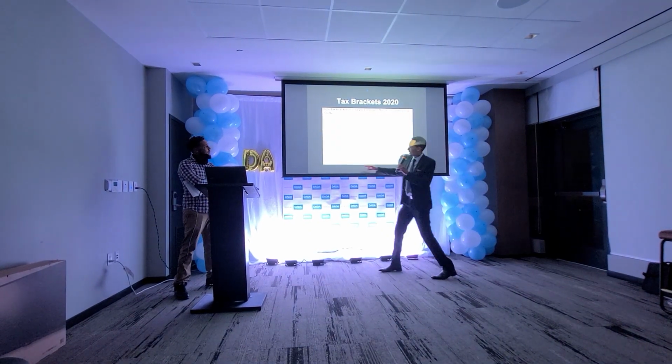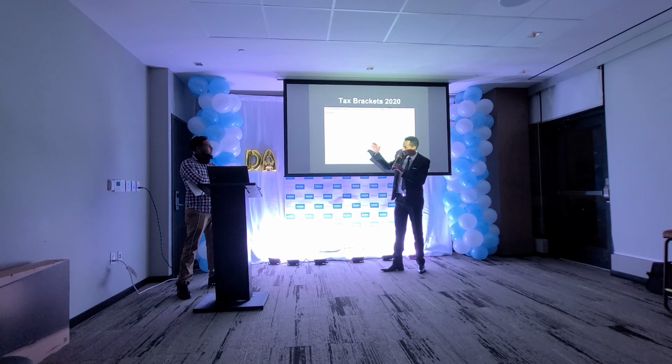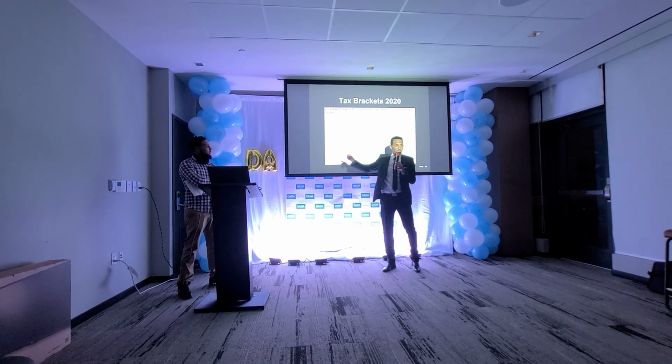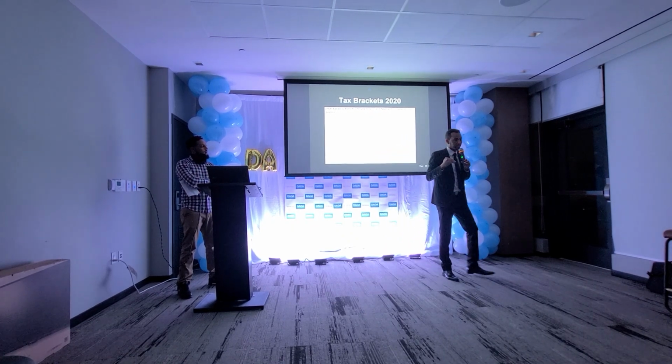He's suggesting if somebody is making more than 400,000, the tax bracket has to be 39% instead of the current 37%.